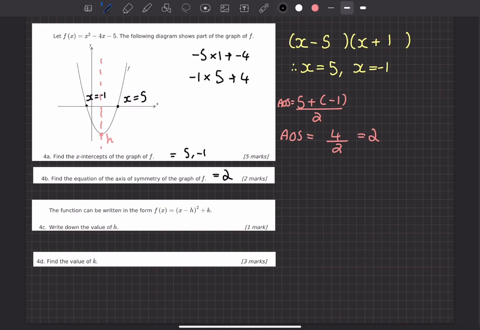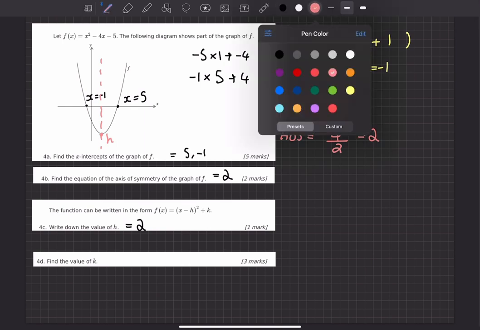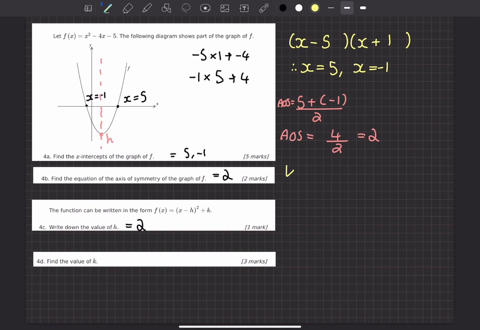So h, in this case, would also be 2. h is the x-coordinate of the vertex, and the axis of symmetry is the x-coordinate of the vertex, therefore h equals the axis of symmetry, right? And finally, find the value of k, where k equals the function of h. So since h is 2, we just need to find the function of 2.